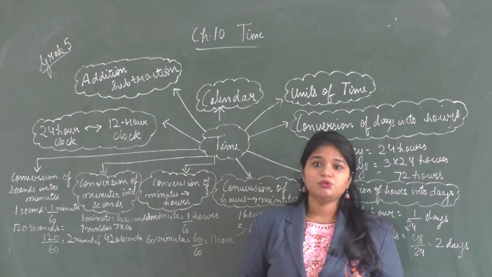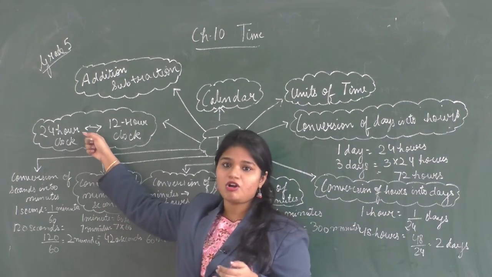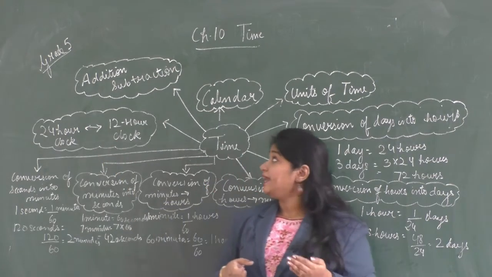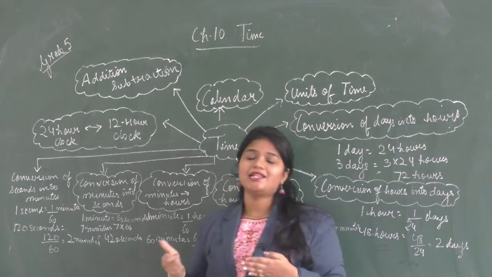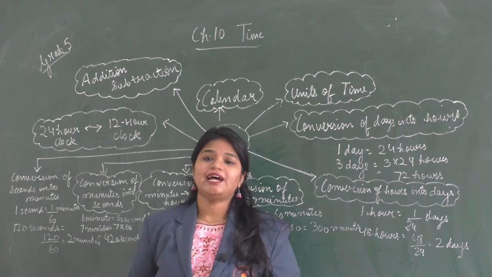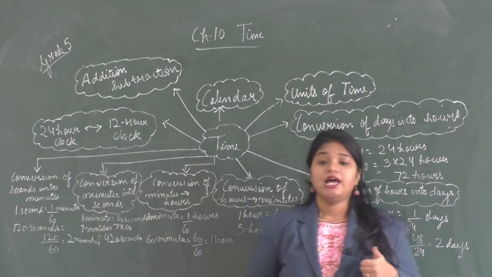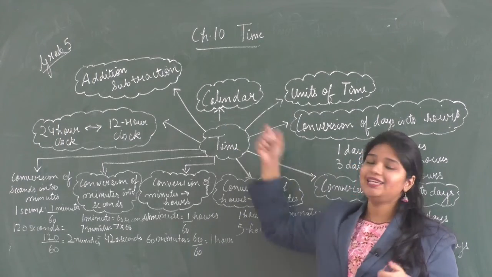Further we learned conversion of a 12-hour clock time into 24-hour clock time and the vice versa of it. Next we learned how to add and subtract time. We learned that you can add and subtract time using the column method. And last we learned about the calendar.